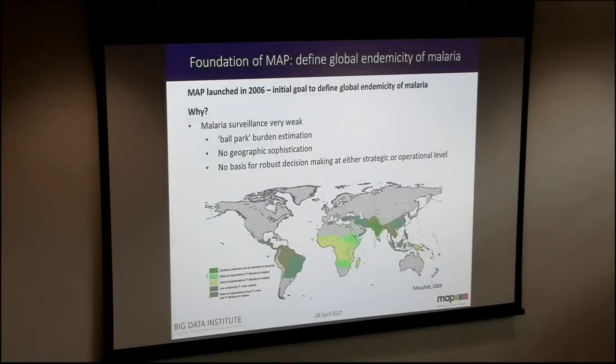For those of you in BDI and beyond who are not familiar with MAP, our research group was founded about 10 years ago with the initial goal to try to define the global endemicity of malaria. At that time, the existing evidence base was quite vague and a ballpark estimation of how malaria burden varied throughout the world, with very little geographic sophistication, which made it of little utility in terms of operational and strategic planning use.